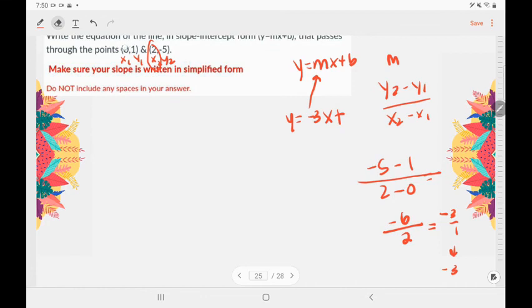Okay, go back to my points. Do either of them have a 0 in the x spot? This first one does. So this is my y-intercept, and my y-intercept is 1. And that is my simplified answer.